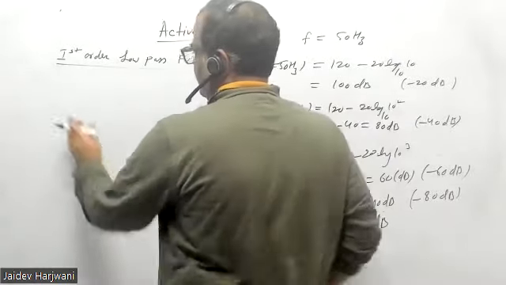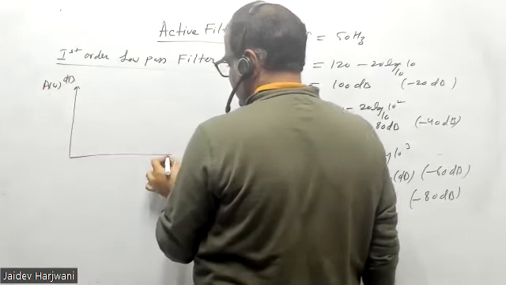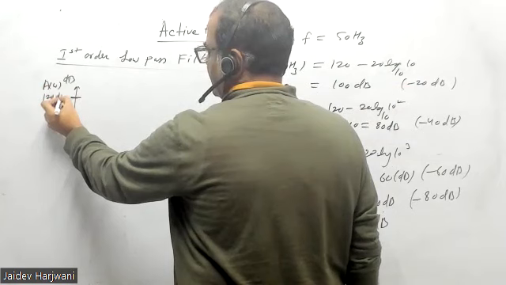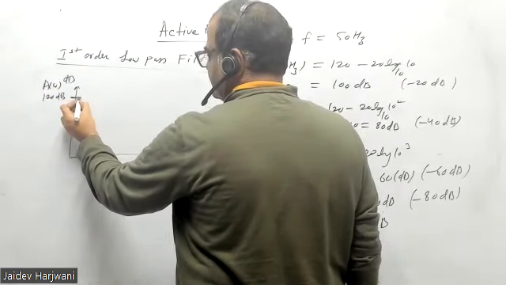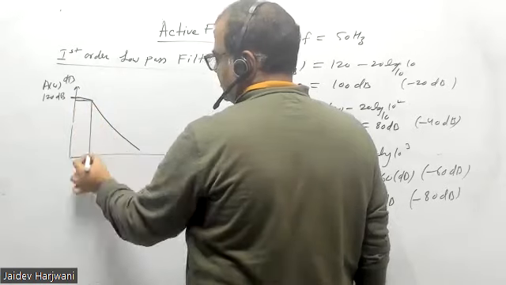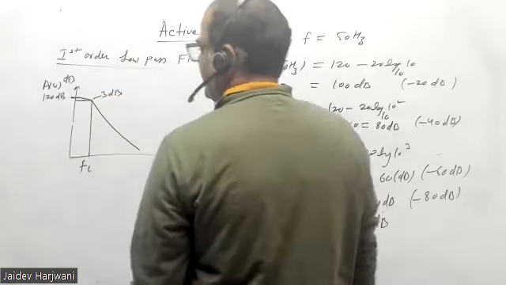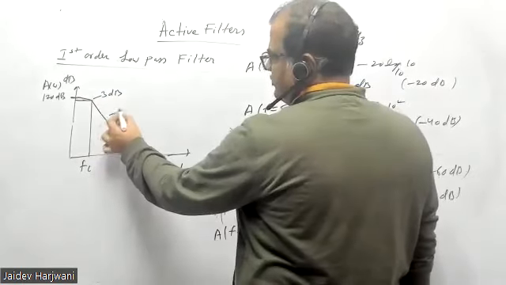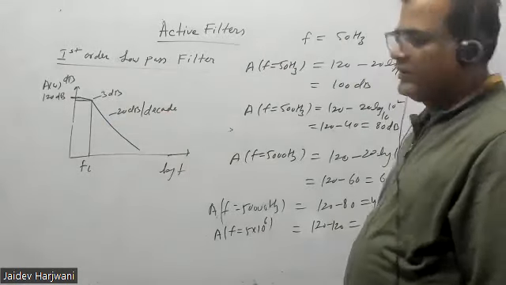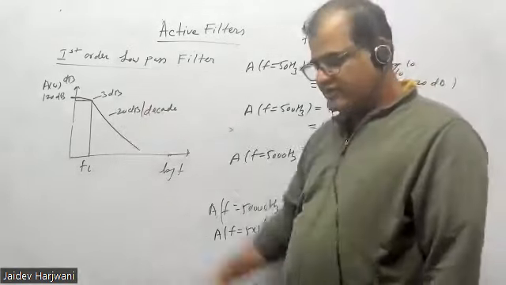Okay. That means if you plot this graph, A in dB versus log of frequency, initially you have 120 dB. Then it slightly decreases up to here, and then it just keeps on going like this. This frequency is the cutoff frequency, where you have a 3 dB loss, and after that there is a 20 dB loss per decade increase in frequency. Decade means 10 times the cutoff frequency. So this is the straight, decreasing slope.